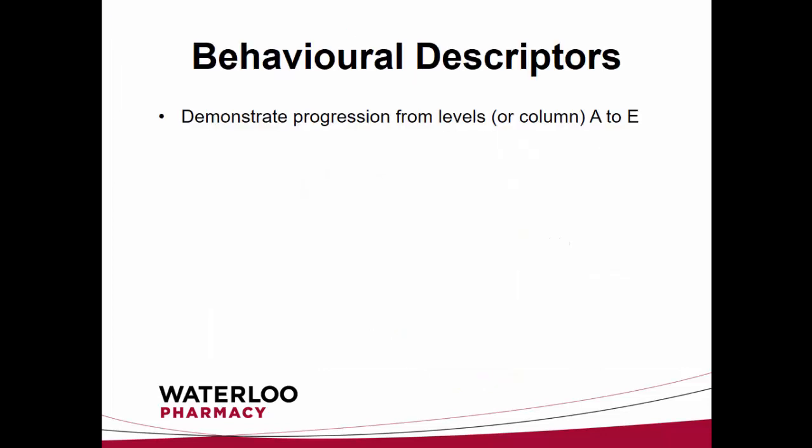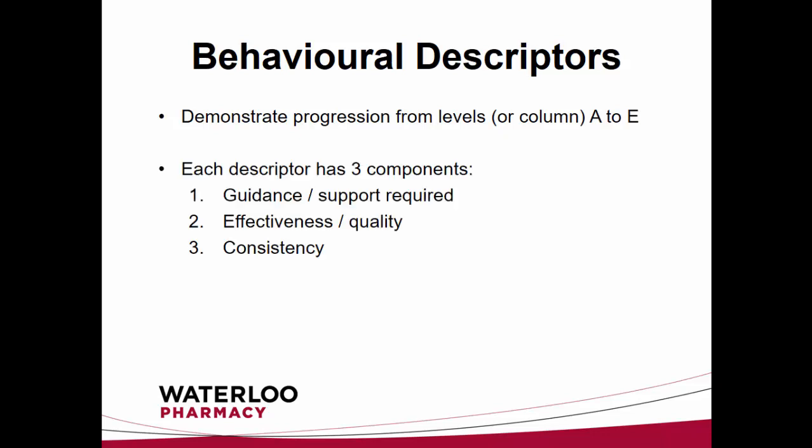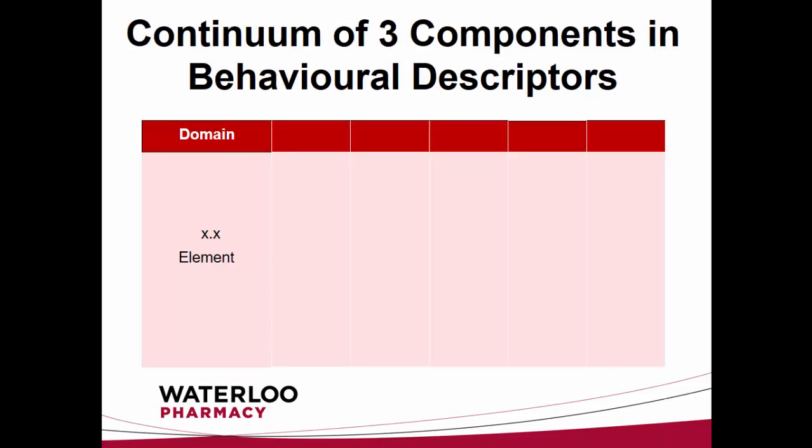The behavioral descriptors describe 5 levels or columns of increasing competency from left to right. Each descriptor is made up of 3 components: guidance and support required, effectiveness and quality, and consistency. This slide shows the progression of the 3 components in the behavioral descriptors for each element.